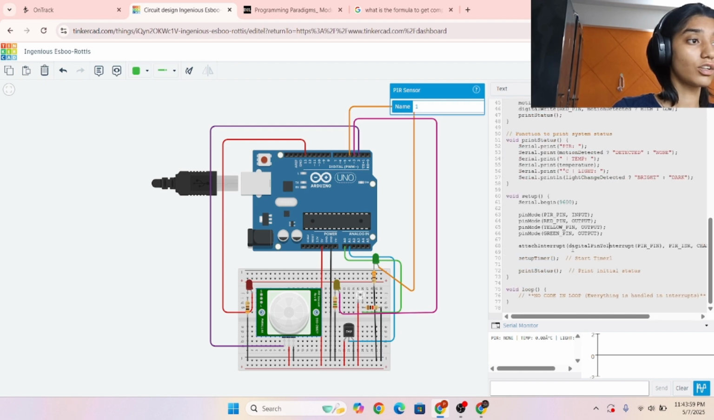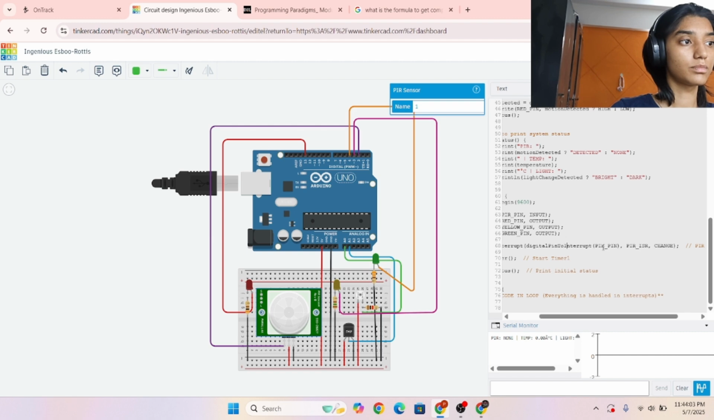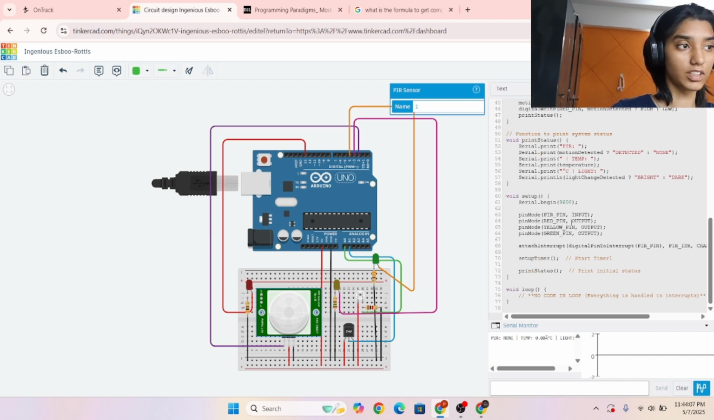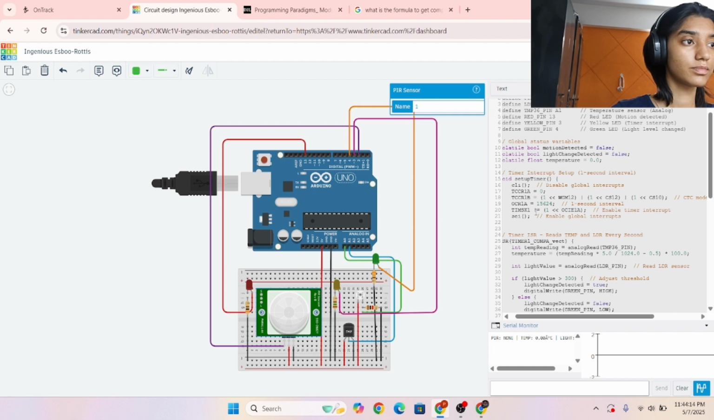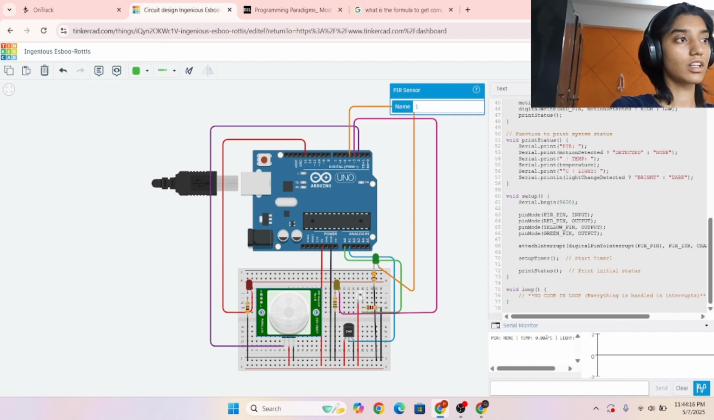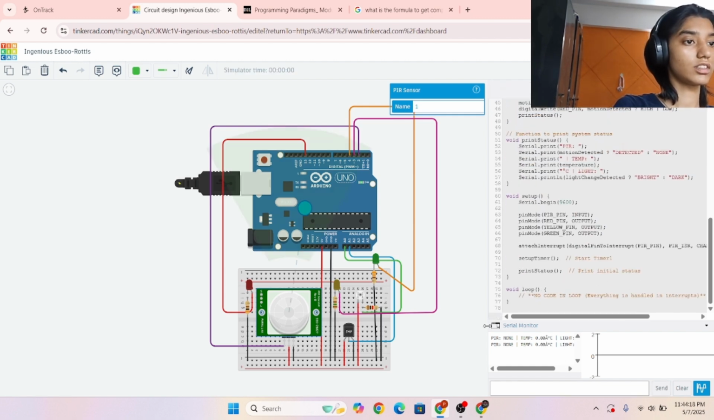So in order to define where the interrupt is, you can see the pin change interrupt is at the PIR sensor. If there is a change, then only it is interrupted. Then we have a timer interrupt which deals with this. So let's just run the code once, and as you can see, it keeps on changing.